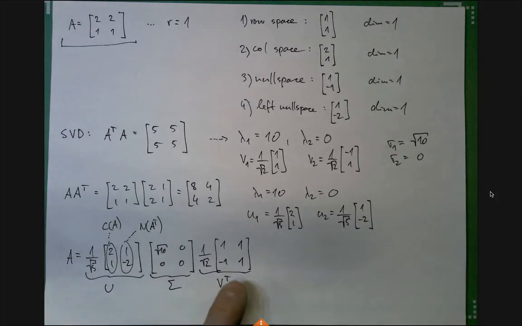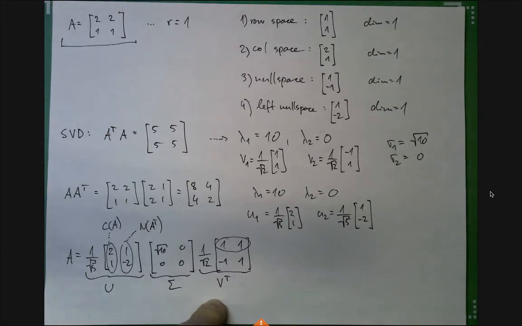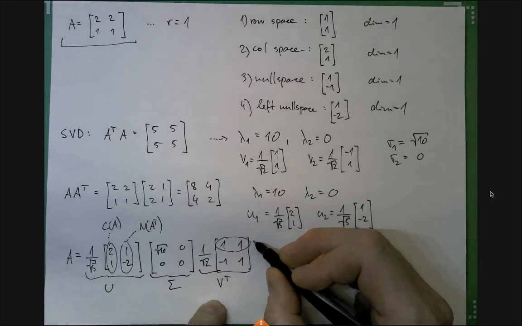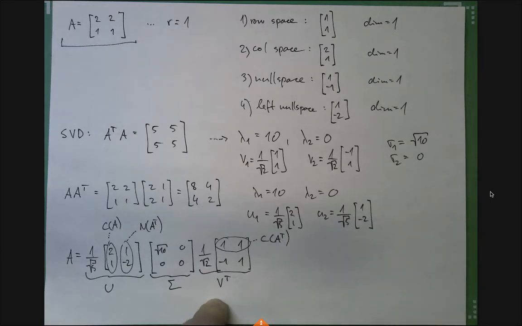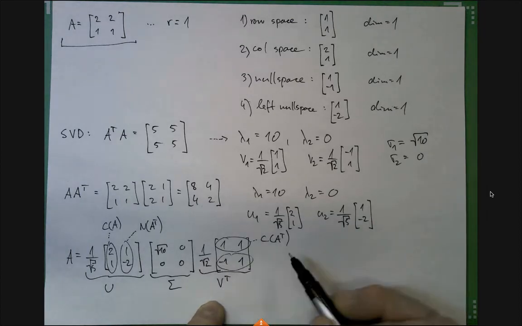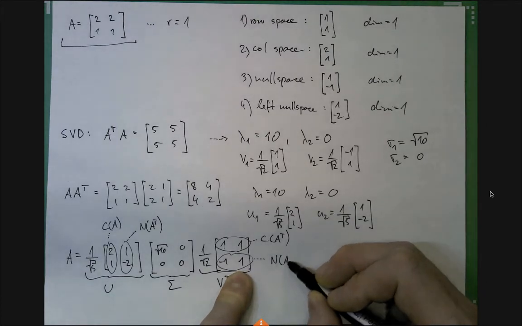Okay. Now here, when we are looking at V, this is V transpose, so we are looking at the rows. So we are looking at the first row. What that is, well, that's obviously the basis vector of the row space, aka CAT, okay? And the final one, what is that? That's a basis vector of the null space, okay?